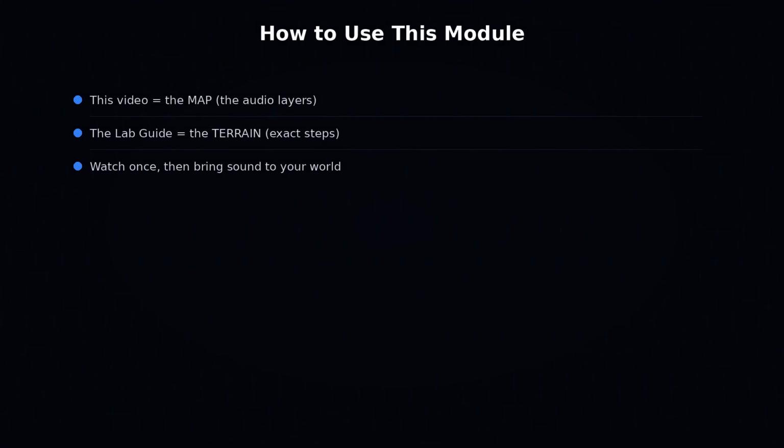So here is how to use this module. This video is the map. It shows you the layers of a VR soundscape. The lab guide beside it has every exact step to make the stone sound spatial, and the prompt to give your whole room a living soundscape. Watch this once, then open the lab guide and bring sound to your world.